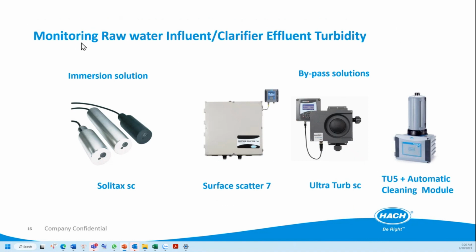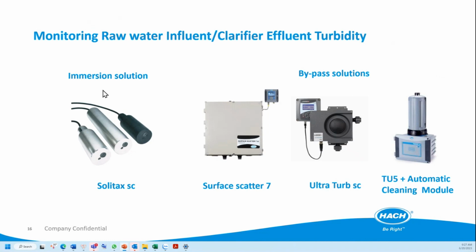For raw water, we have different options. Normally, we can use an immersion solution with Solitax. Solitax has an option for turbidity or both turbidity and TSS. So for raw water, we can use this one, or we can use the bypass solution. For the bypass solution, we can use the surface scatter or Ultraturb. Normally with raw water, I will not recommend TU5, because TU5 is normally used for filtered water.